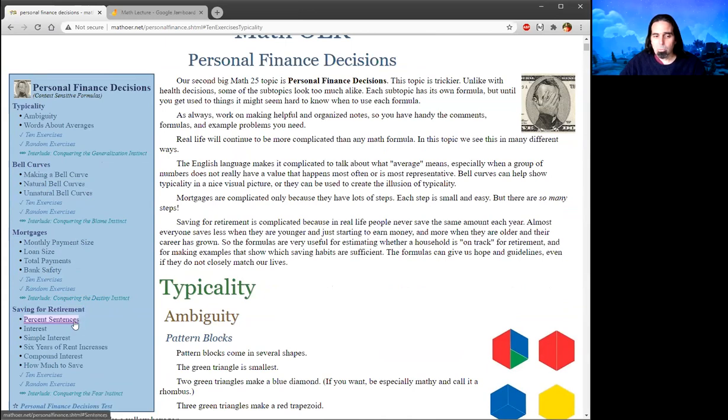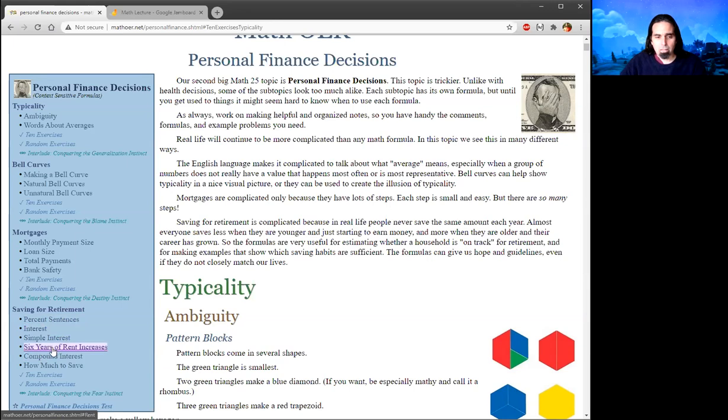We've already done a lot with percent sentences. So there's a review section here, just in case you need it, but we've talked about translation and proportion method for percent sentences a couple of times already. So we're going to jump right to interest. This is a pretty long section. So interest, simple interest, we'll get through that today probably.